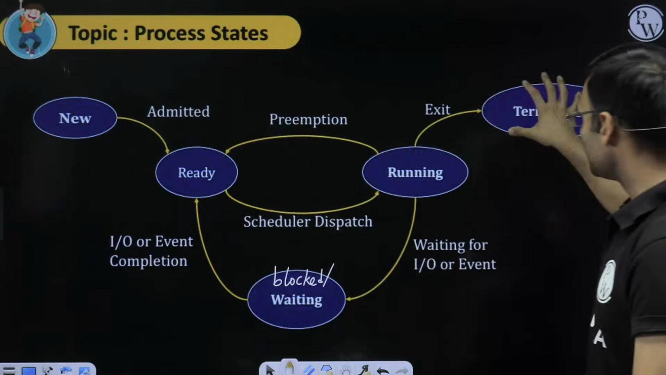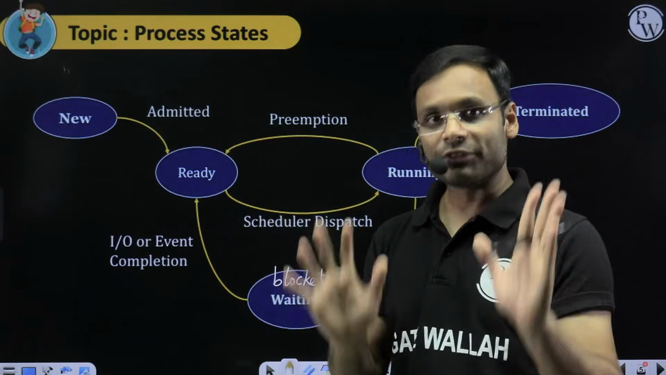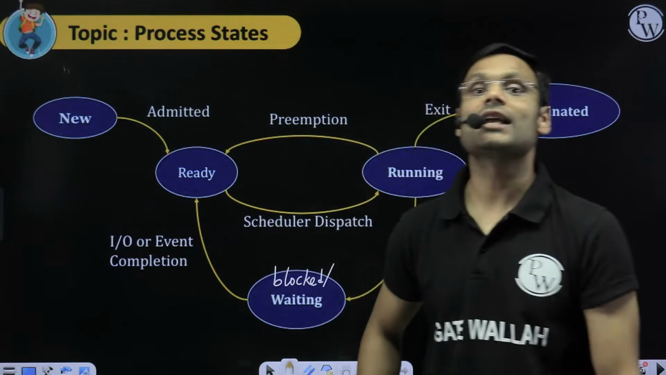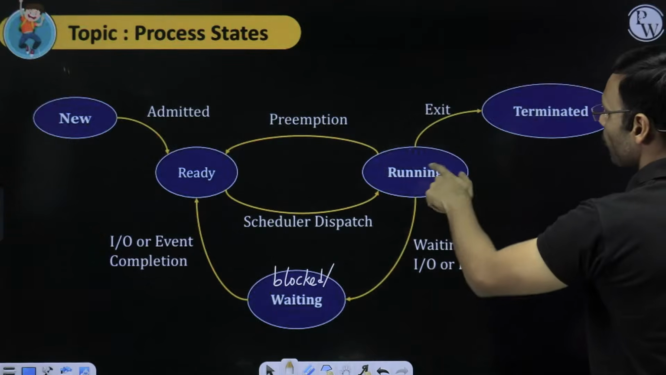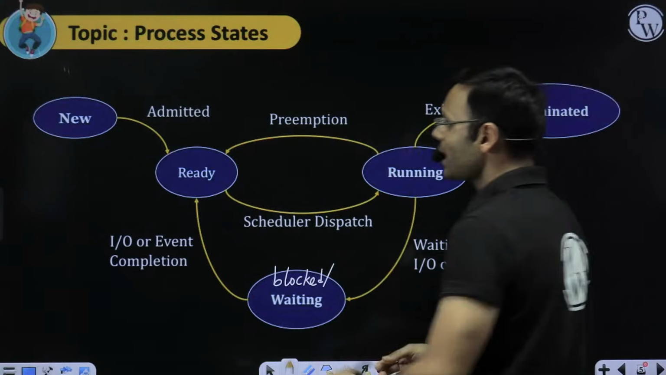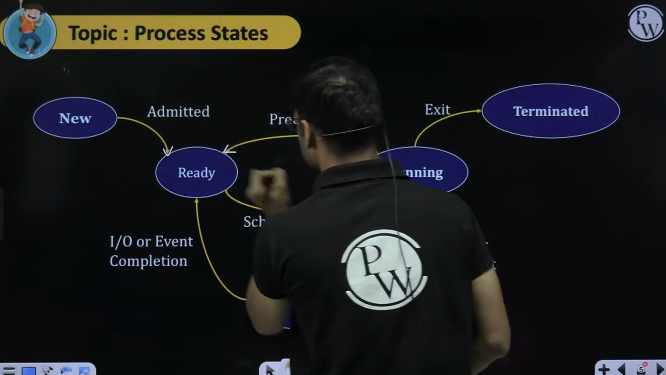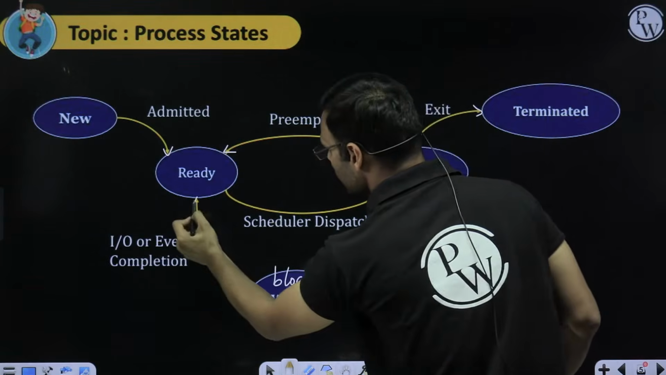All five states I have explained to you. All the definitions are clear. If yes, then let's go ahead with the transitions. You can see a transition diagram where a process can transition from one state to another. The yellow lines or edges, if you understand, edges are there: this, this, this, this, and this.